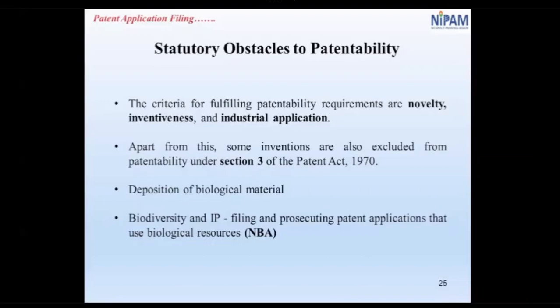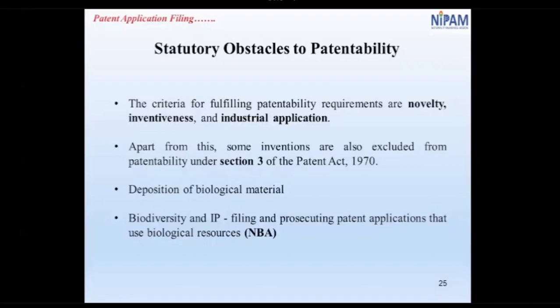Otherwise, there is Section 3, non-patentable Section 3. So, what exactly is an inventive step? Inventive step means we are checking whether your application has any significant technical advancement or not. If there is no significant technical advancement, we cannot say that it has some inventive merit. So, it should serve the purpose. Is there any existing problem? Your invention should solve the existing problem and have a very beautiful solution for that problem. So that is known as inventiveness.